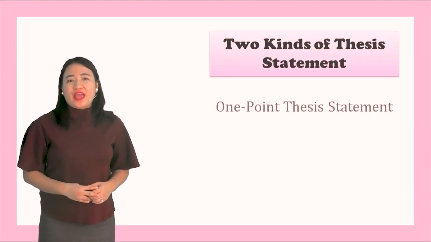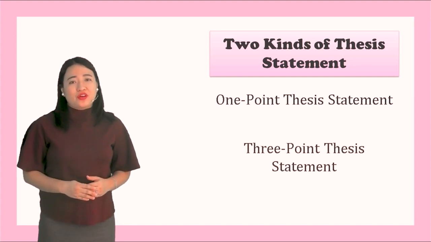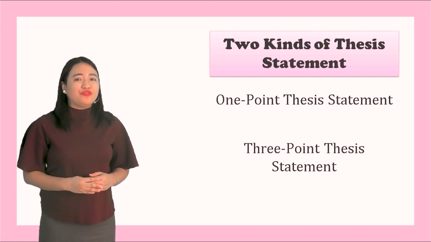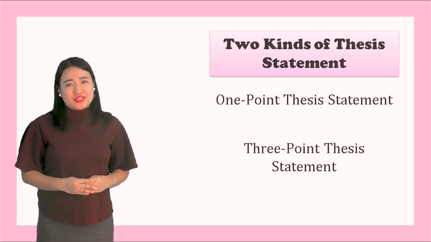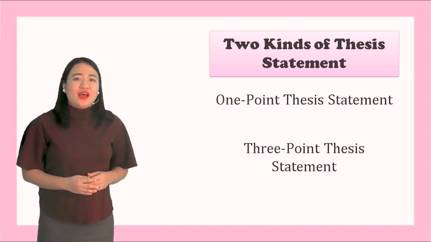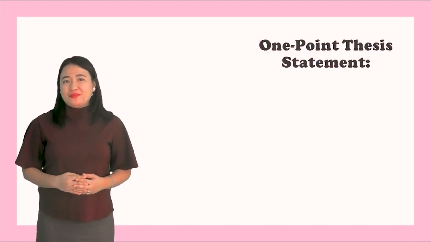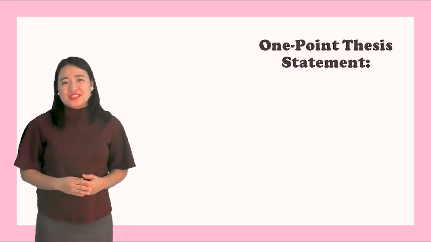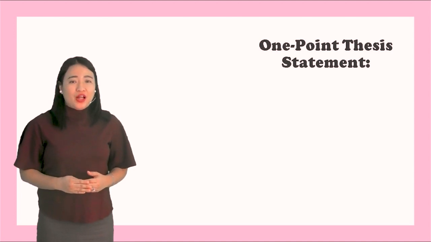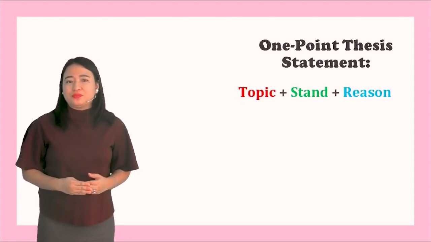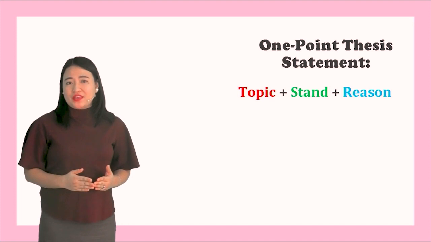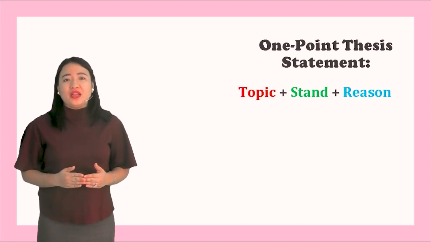There are two kinds of thesis statements. Depending on whether you are writing a one-paragraph essay or a 5 to 7 or more paragraph essays, you may consider the following formula in writing your thesis statements. The first type of thesis statement is the one-point thesis statement. It follows the following structure: topic plus stand plus one reason.